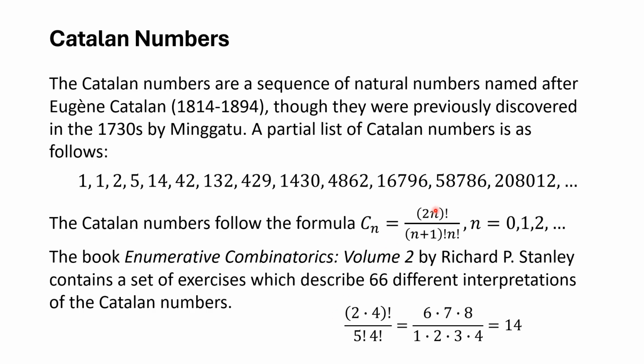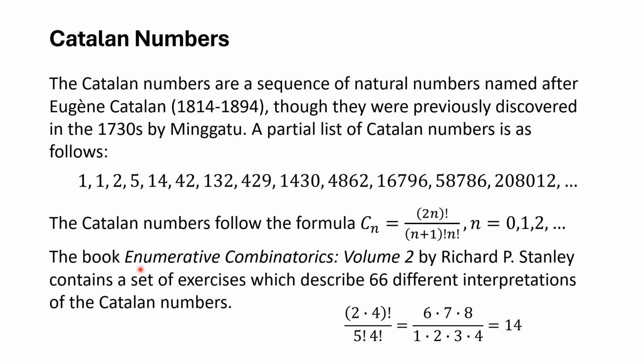I did a little example here for our case. This would be 0, 1, 2, 3, 4. So we put in 4 and we get 2 times 4, so 8 factorial, over 5 factorial times 4 factorial in the denominator. The 5 factorial cancels the first 5 and you just get 6, 7, 8 divided by 4 factorial. Then the 2 times the 4 cancels with the 8, 3 goes into 6 twice, and then you just get 2 times 7, or 14. So that checks out with our solution.